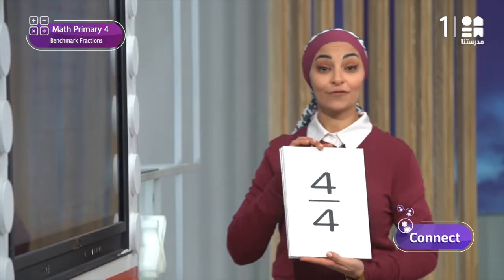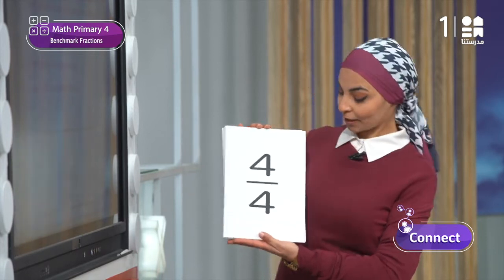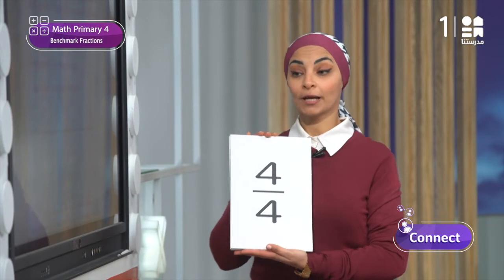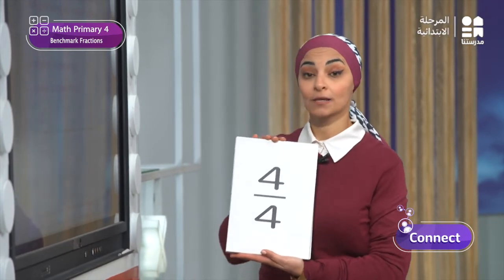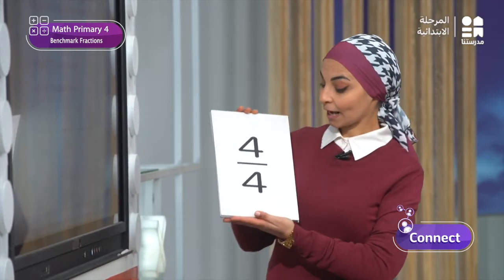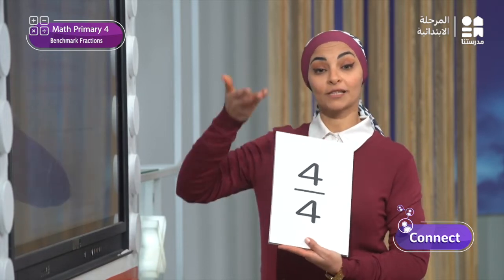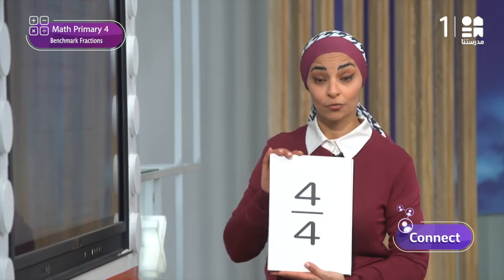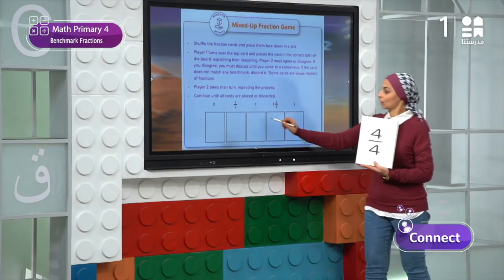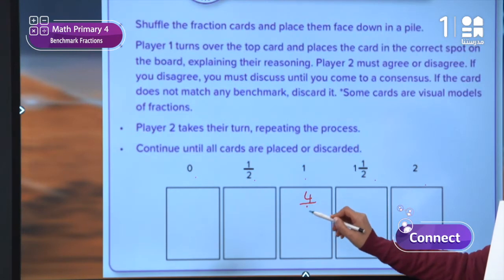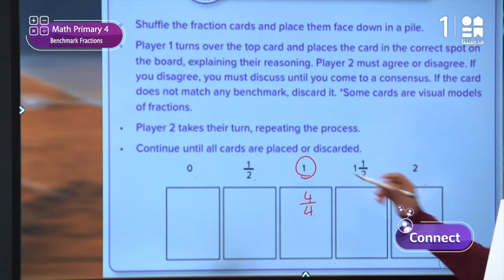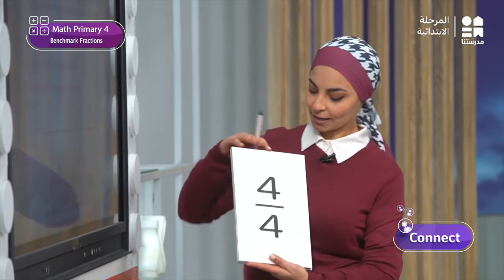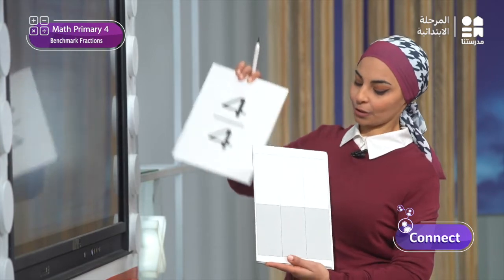Okay, let's bring the cards. And here's the first card I have. Look, it is 4 over 4. طب أنا عايزة دلوقتي أشوف 4 over 4 equivalent to which one of these benchmark fractions. مش كلنا عارفين إن 4 over 4 when the numerator equals the denominator, it means it is equal to 1, right? So I will write 4 over 4 in the 1. It is equivalent to whole 1, right?